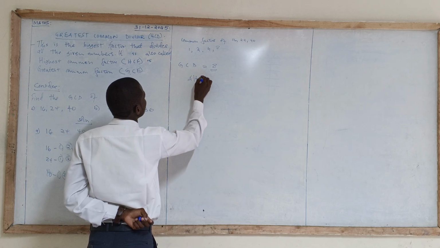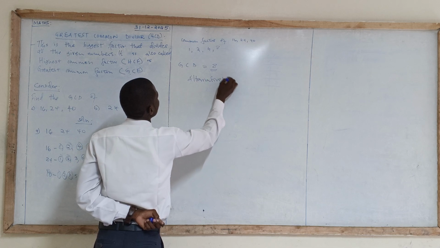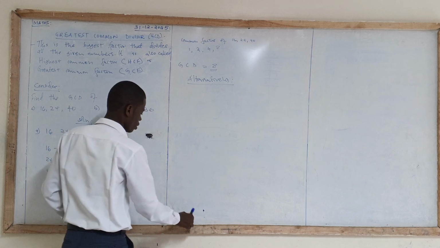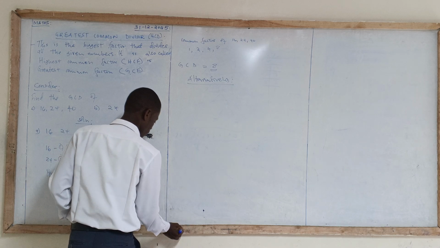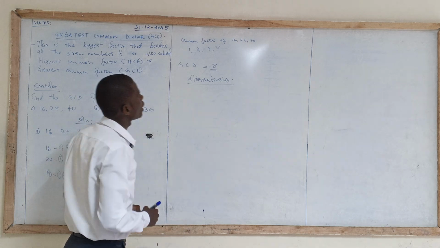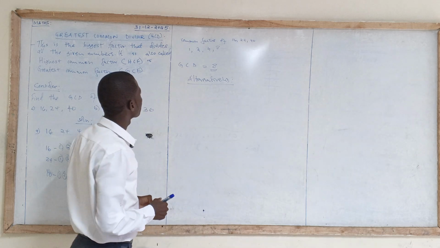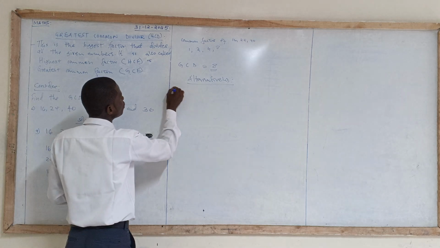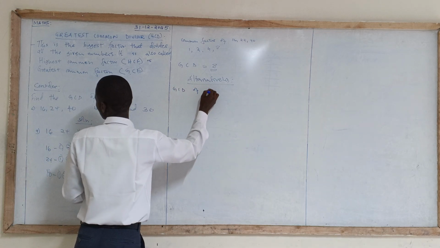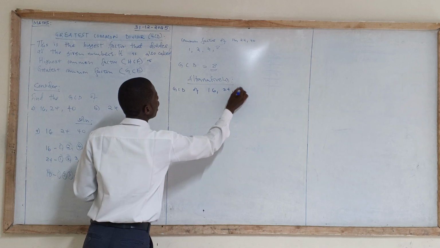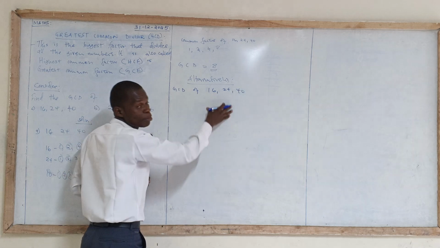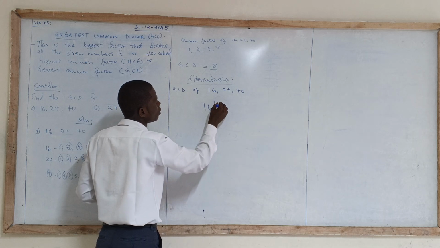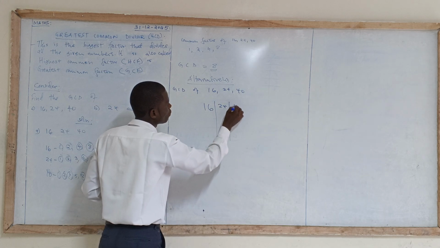Alternatively, we have the table method. Now, for the table method, we write all these numbers. We have the GCD of 16, 24, and 40. Write all of them in your table. So we have 16, then 24, then 40.